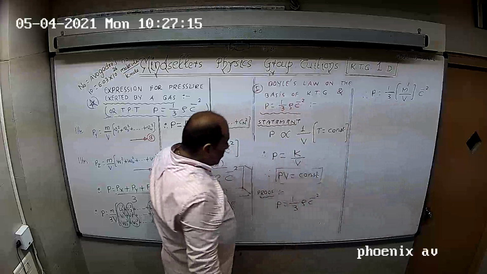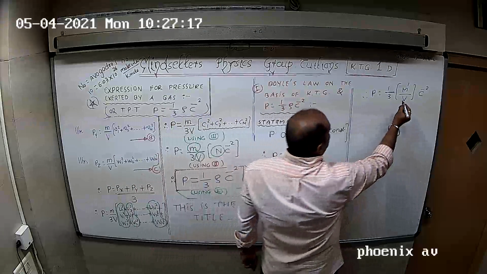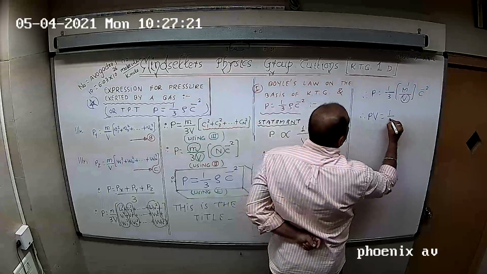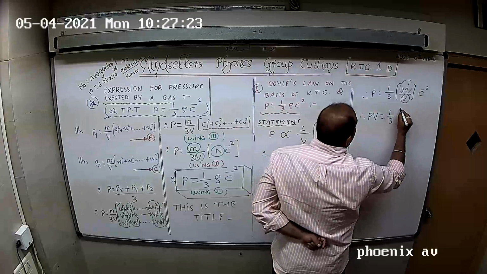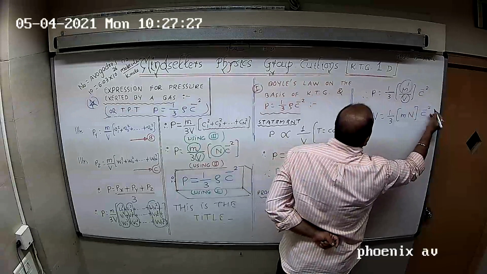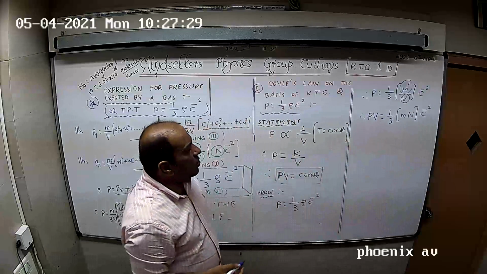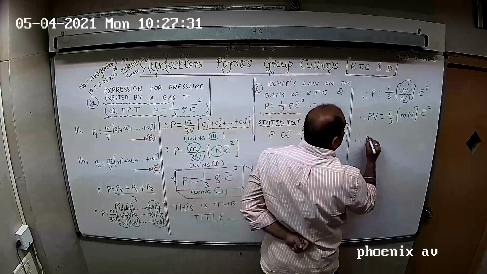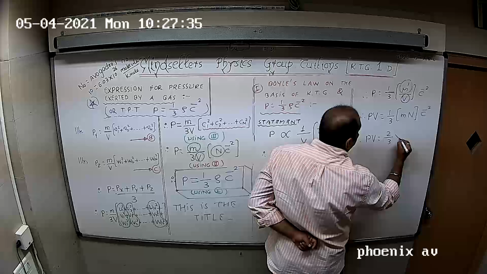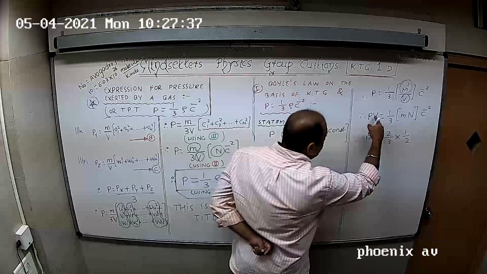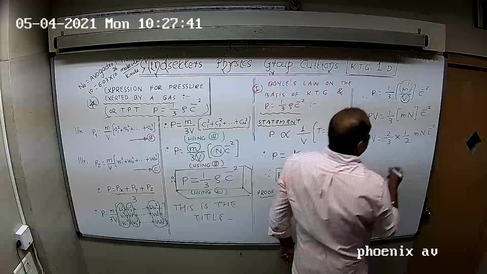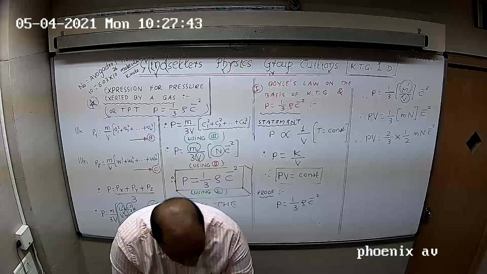I have to prove PV is constant. So I shift this volume to the other side. I will get PV is equal to 1/3 m dash, where I will write m dash as mass of one molecule times number of molecules, times c square. Yes or no? Now check what I am writing. PV is equal to 1/3, which I write as 2/3 into 1/2, multiplying and dividing by 2, m n c bar square. And now check please.